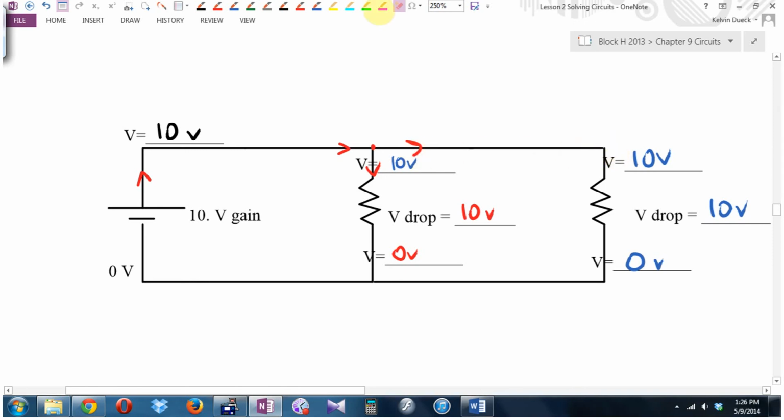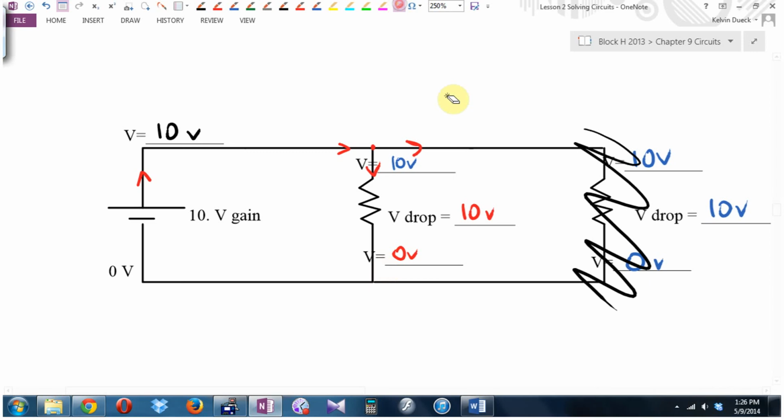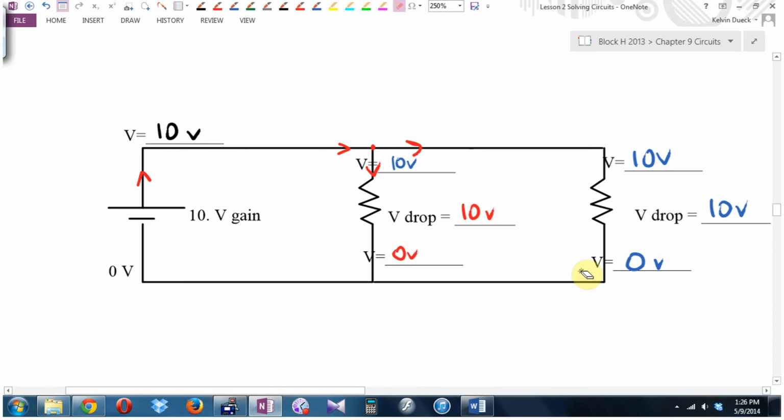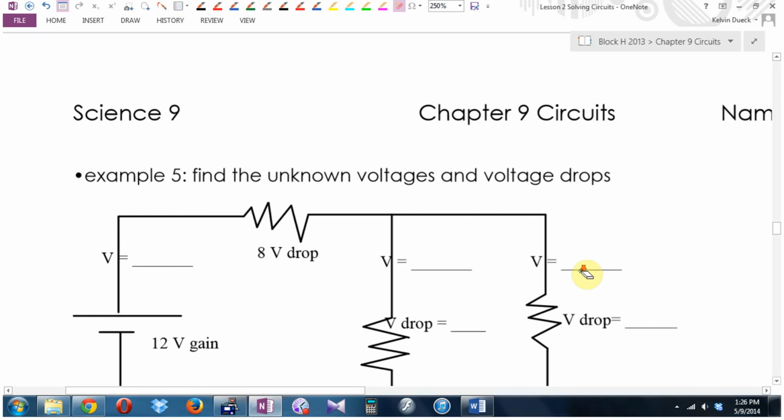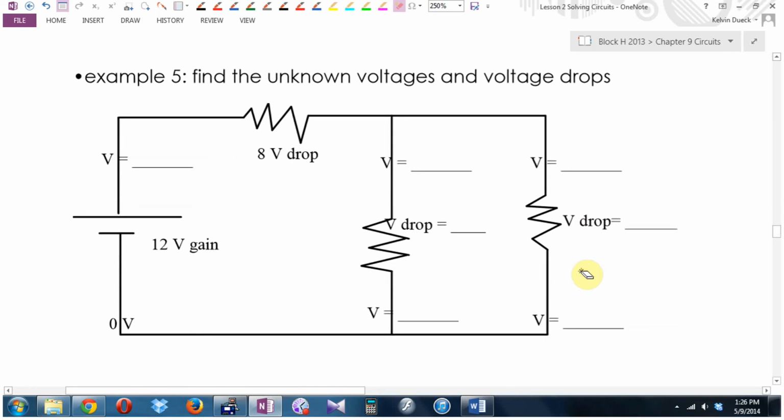So either I can get back to the bottom of the chairlift by going on the right-hand resistor, which means I start at 10 volts, I end at 0 volts, I have to lose 10 volts, or I can get back to the bottom of the chairlift by going down the middle resistor, starting at 10 volts, ending at 0 volts, must lose 10 volts. I know, it's a little tricky. Hey, let's try another one.